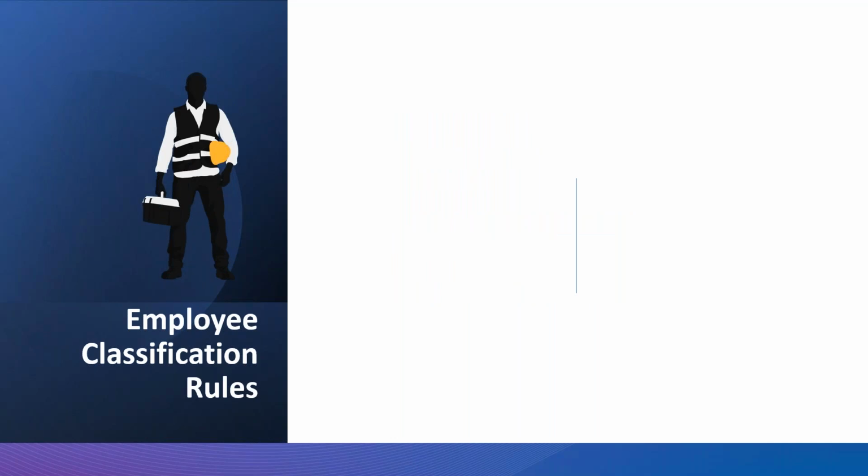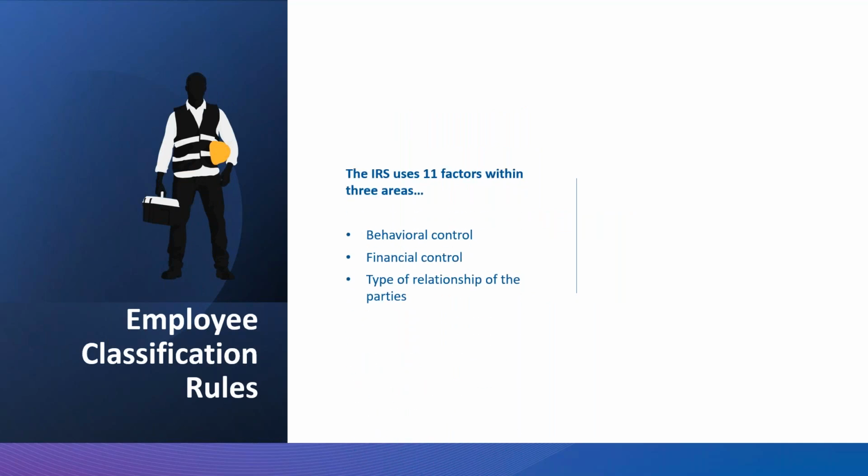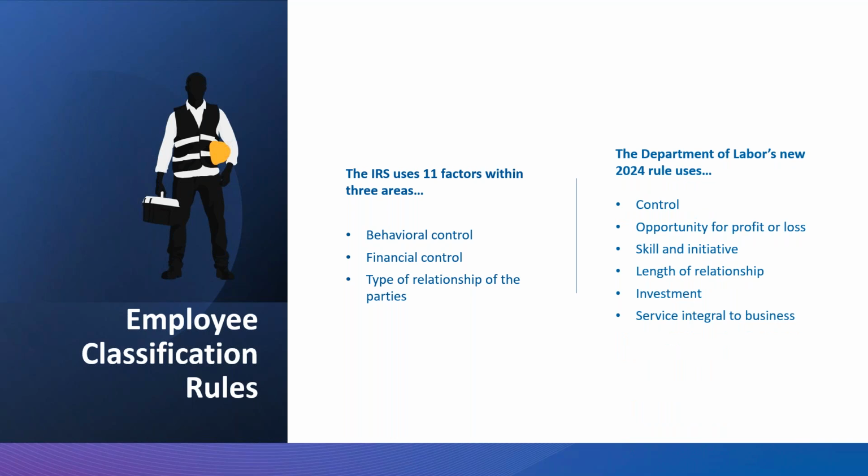What can you tell us about employee classification rules, Jason? Well, there are basically 11 factors for the IRS, and they're in three real areas. One is behavioral, one is financial control, and then one is the type of relationship of the parties. Now, the DOL has a remarkably similar rule set, but they have their own rules, and they too talk about control, opportunity for profit and loss, length of relationship, investment of the independent contractor, those sorts of things. But they are very similar between the two agencies, and those are the two that really govern whether they qualify as an independent contractor.